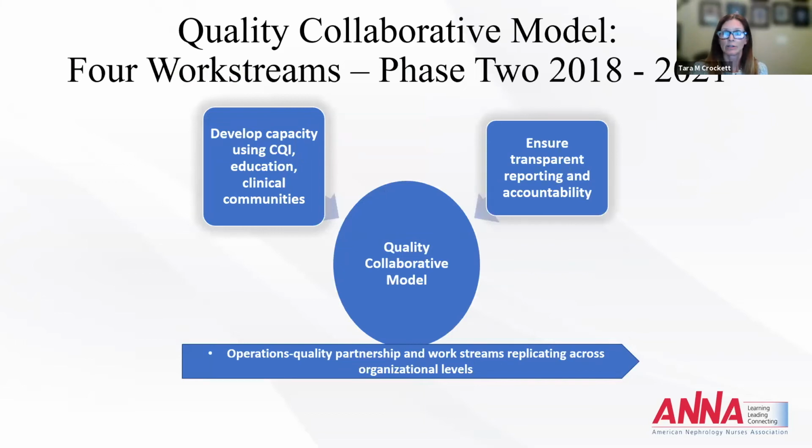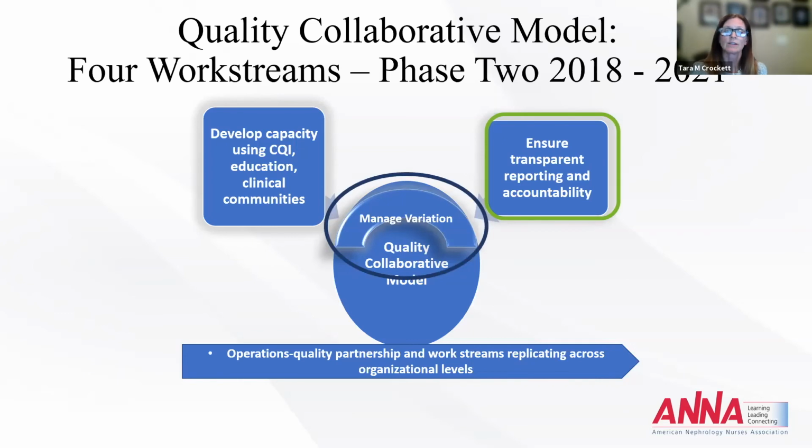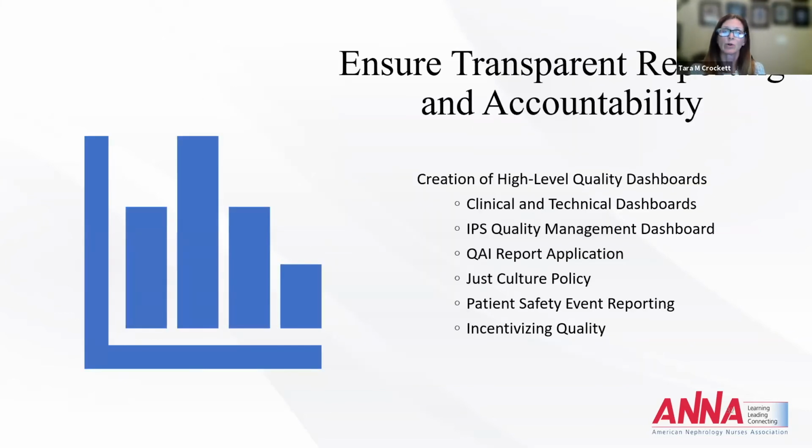The last step in our journey is to establish transparent reporting and ensure accountability in order to manage variation. We revised our quality assessment and performance improvement policy and procedure to clearly state our quality expectations, which included how frequently data should be reviewed and reported out at meetings. Importantly, we used our electronic quality platform to create higher level dashboards so that all local data could be rolled up to regional and enterprise level to identify system level opportunities and for accountability purposes.